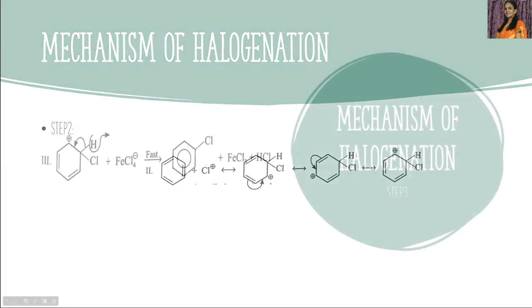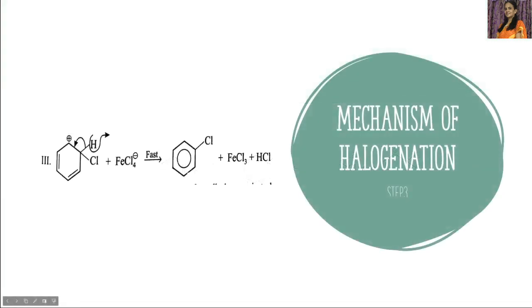Now step 3, let us see. In the third step, what happens? The sigma complex loses a proton, a proton of this carbon. Then we get our required product, chlorobenzene, the final product. This proton is abstracted by this FeCl4 minus. Then FeCl3, our catalyst, is regenerated. The other product produced is H and Cl, that is HCl.